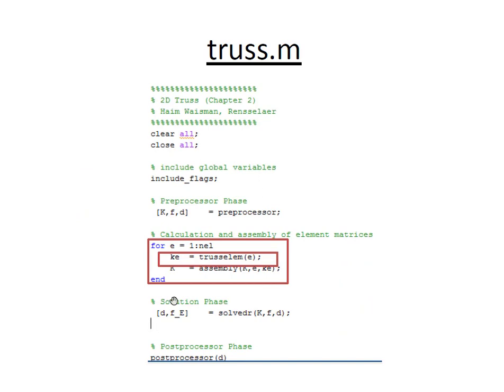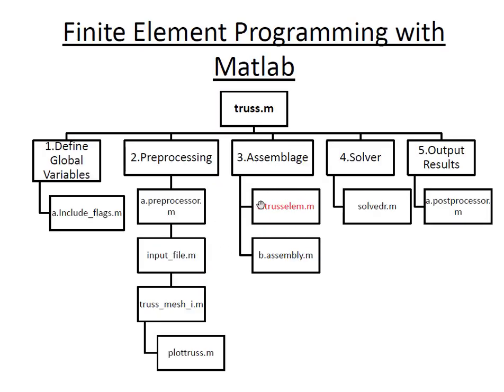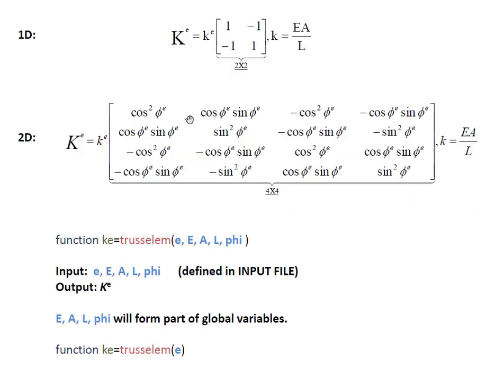The next step is the calculation and assembly of element matrices. This is done within a for loop, for e equals 1 to number of elements. The first thing done within this for loop is to call truss lm, which calculates the local stiffness matrix. So again, within our sequence, we go to our third step, which is assemblage, and then we have called the truss lm. Let's recall that we have done 1D and 2D trusses. If you are in 1D, you have one stiffness matrix. If you are in 2D, you have a bigger stiffness matrix.